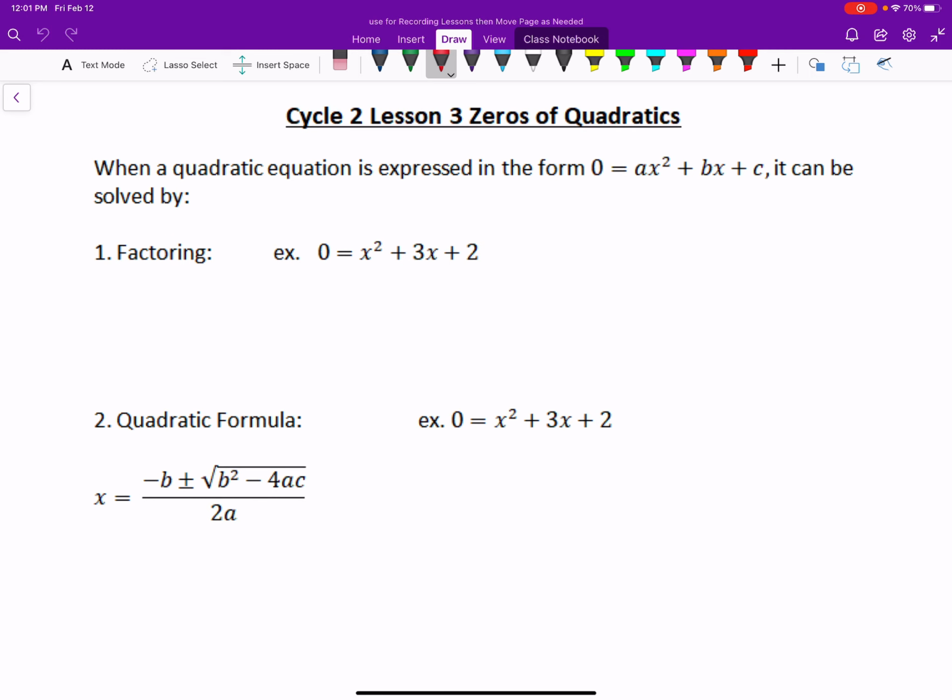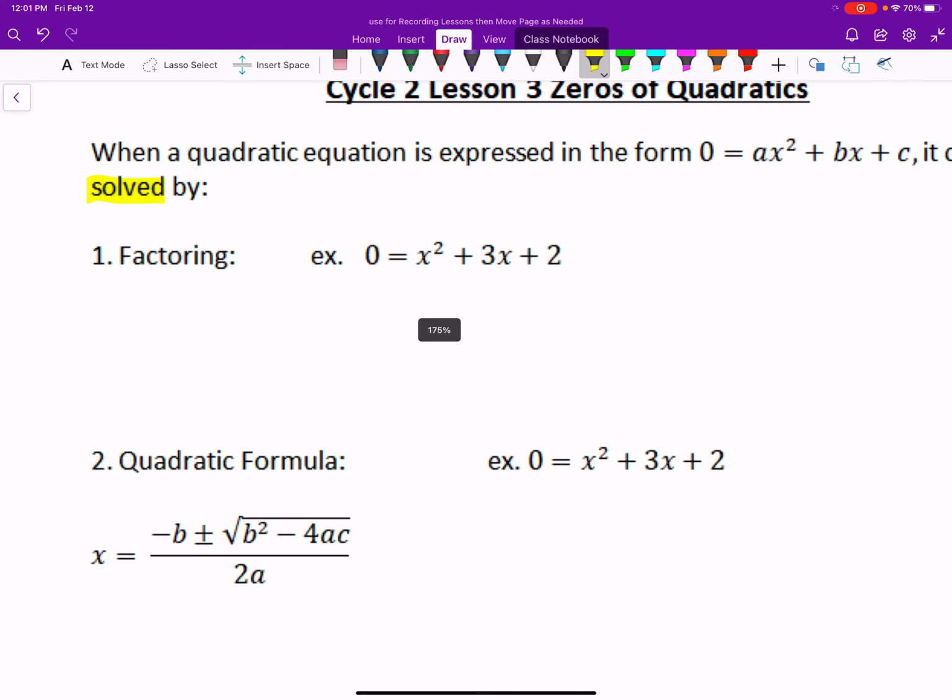Let's start with a quadratic in standard form. What happens if we want to solve it? Solving it means to find the zeros, to find the x-intercepts. We know that when we have a quadratic in standard form, probably the easiest way is to factor it. And so if we can think of two numbers that multiply to give the last term and add to give the middle term, then we can factor it, which I will do. 2 and 1 would multiply to give 2 and add to give 3. And if they're both positive, that works out.